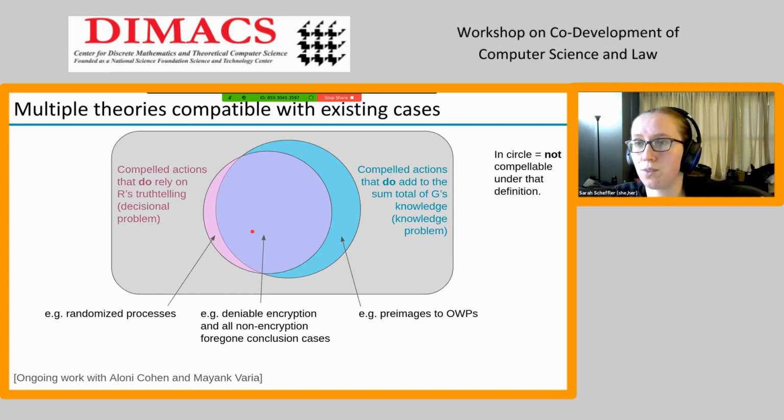So this is actually a question for the legal people here, right? Should something not be compellable only if it adds to the sum total of the government's information? Should it be only if it relies on R's truth-telling? Should it be uncompellable if either of these two definitions is met, where we take a union, or if they're both met, where we take just the intersection? Which of these is it? We're doing ongoing work with Aloni Cohen, who I think is also talking later today on a different topic, to understand this problem better. And it's definitely an interesting one to do.